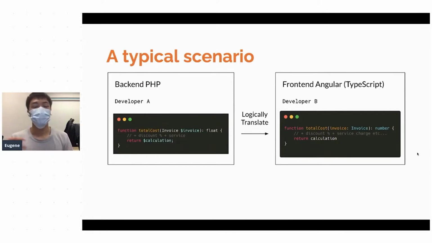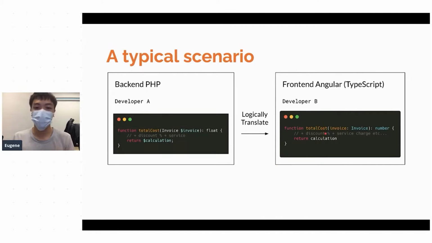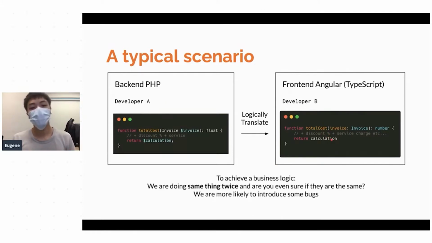And for developer B, because you need to show the total cost as a UI component for the users, usually we need to logically translate this function into the same function inside the front end. So to achieve one business logic, we're actually doing the same thing twice, and can we even be sure that they are the same? In this case, we are more likely to introduce bugs that we don't even know about.